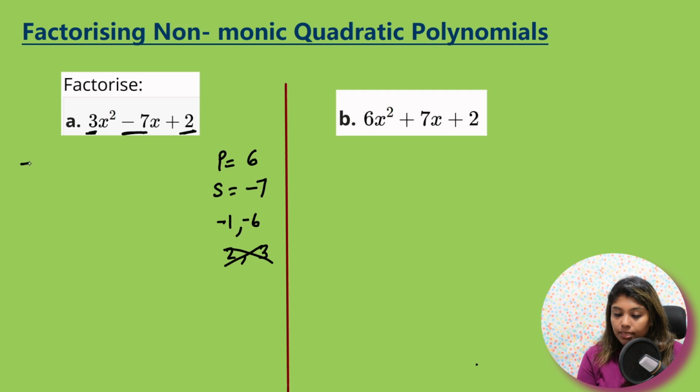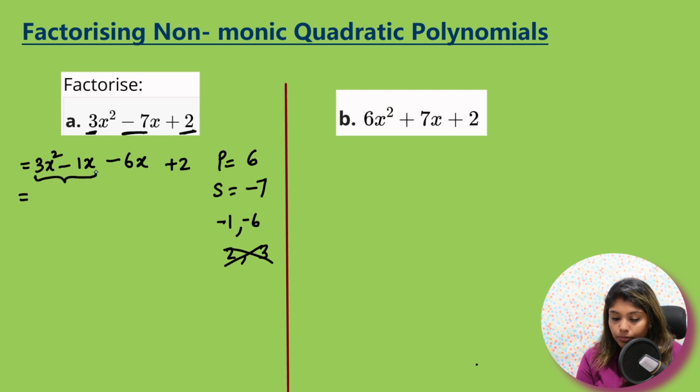So I use this in place of my middle term to split it. The first term remains as it is and my last term remains as it is. Only the middle term is split into these two numbers. So I'm going to use -1x and -6x. All right. Moving forward, I need to group them up.